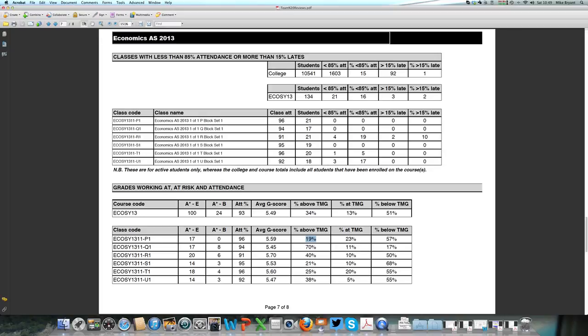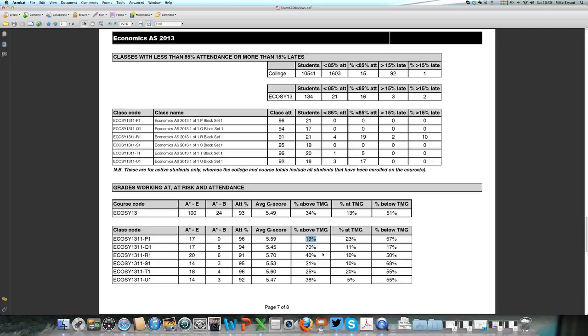So another question the course team will be discussing and looking at, and are discussing, is the reasons for those differences in TMG performance. And you can see what I was saying before, that the TMG performance is different to, say, are the students predicted to pass. It gives you a very different picture in terms of how the students are progressing within the course.